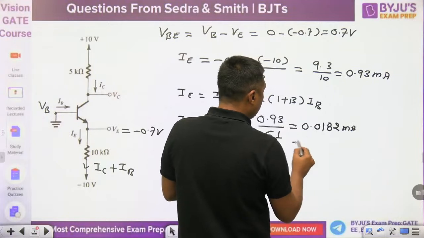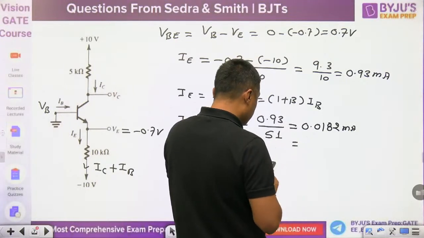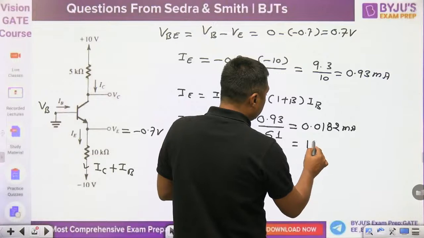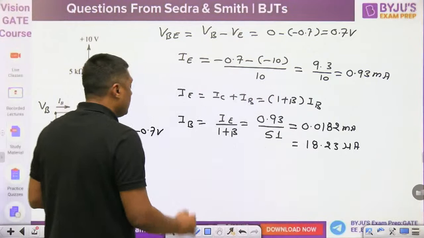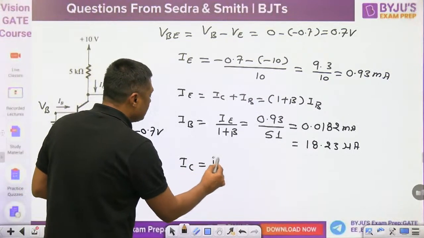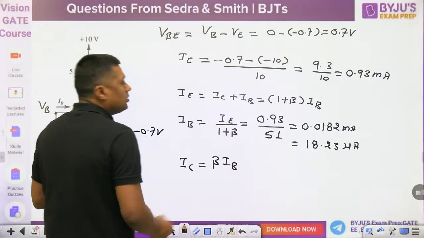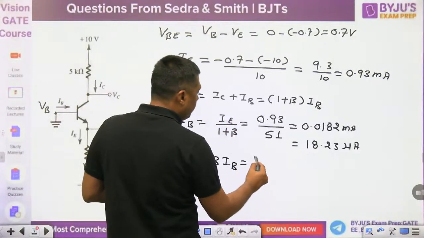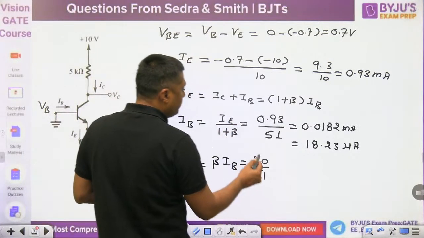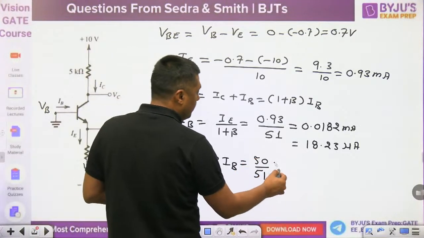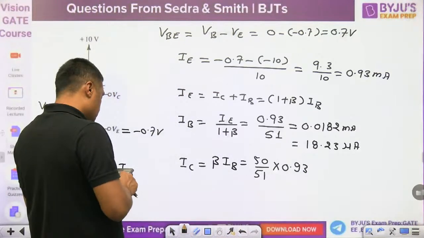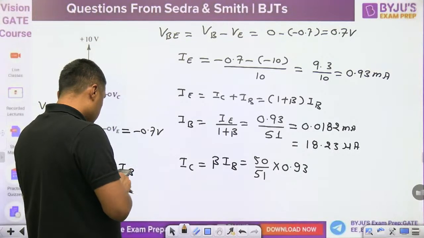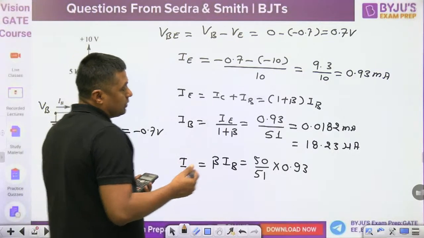Okay. Then once you have the value of IB, you can convert it into microampere, multiply it by 1000, 18.23 microampere. Okay, then what is the IC? IC is nothing but beta IB. Multiply it by 50, it will become 50 upon 51. 50 upon 51, beta upon 1 plus beta is nothing but alpha, into 0.93. So you will get 0.911.